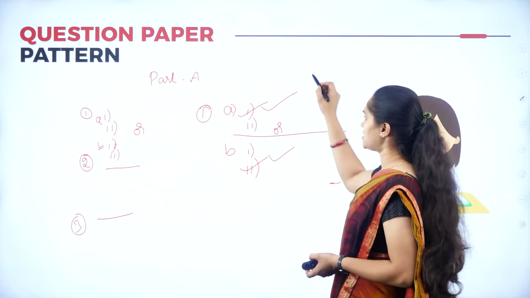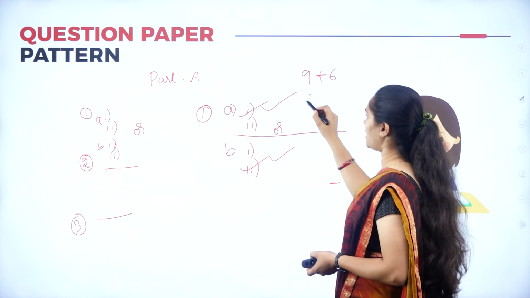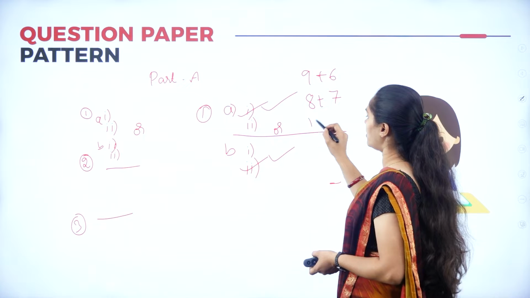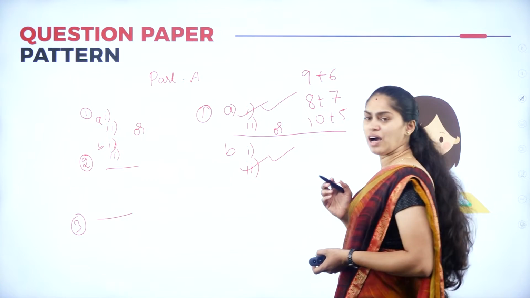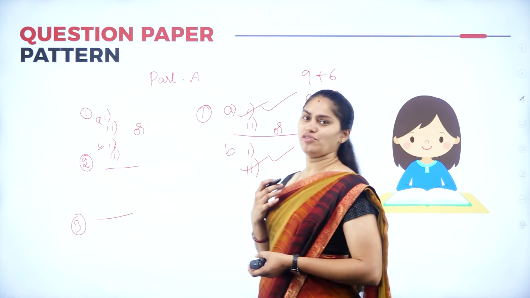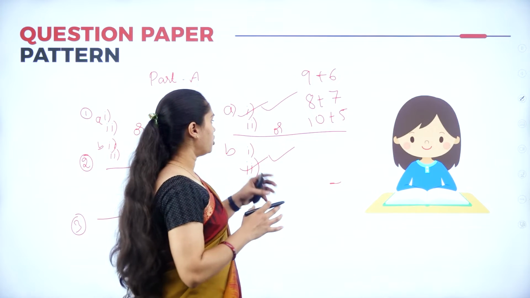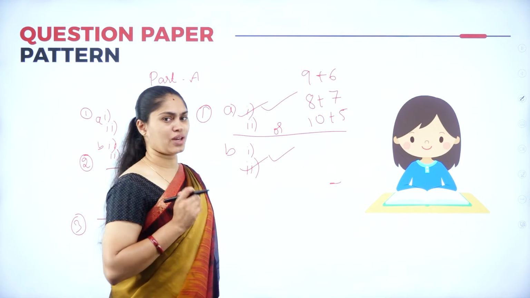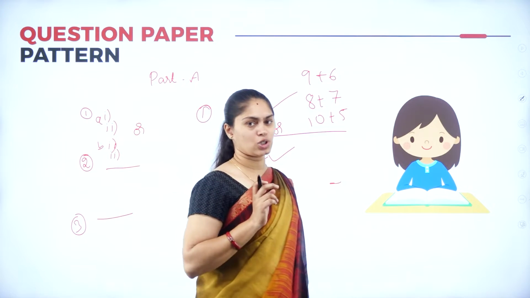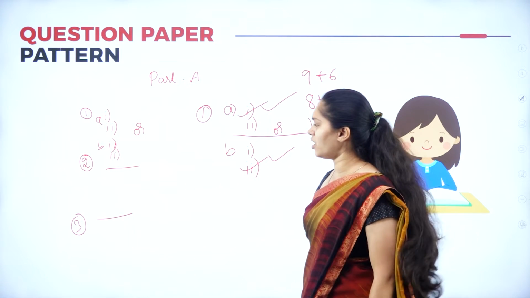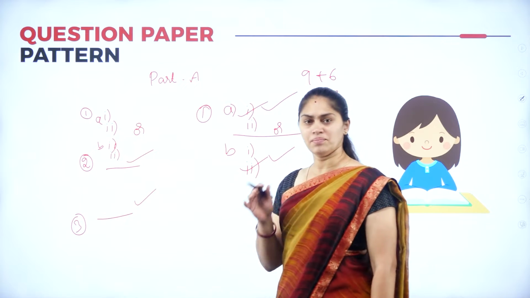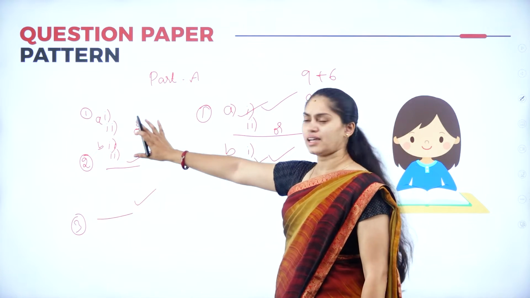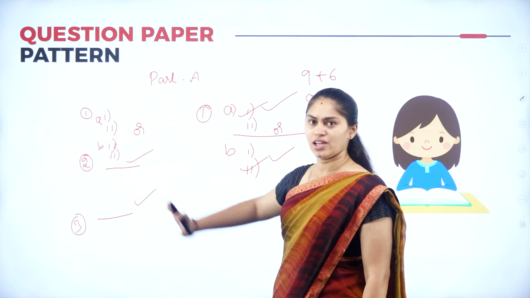Then the marks distribution can be 9 plus 6, or 8 plus 7, or 10 plus 5. Okay, however the marks distribution of 15 could be, out of that, you need to answer either A completely or B completely. Then only you can expect 15 marks in each question. The same thing will apply for question number 2 and question number 3. So all the questions will be from all the 3 units.